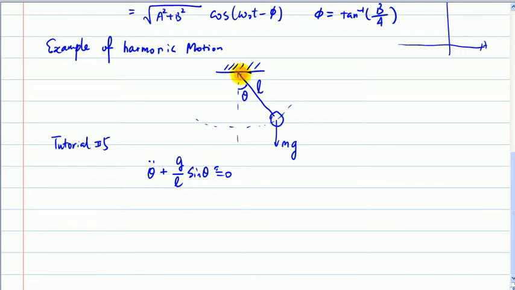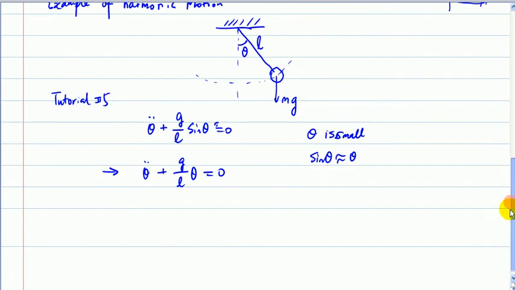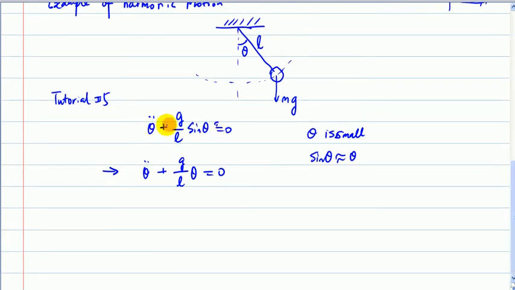Now when theta is small, so if you let it go starting from a very small angle theta, sine theta is approximately the same as theta, so this equation is reduced to this. Now if you look at the original equation, that's a nonlinear equation, right?